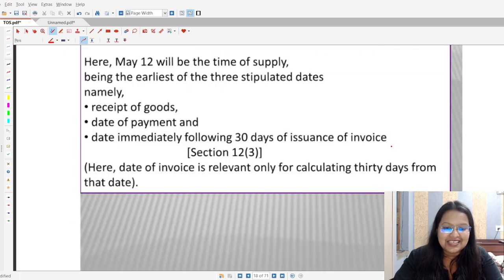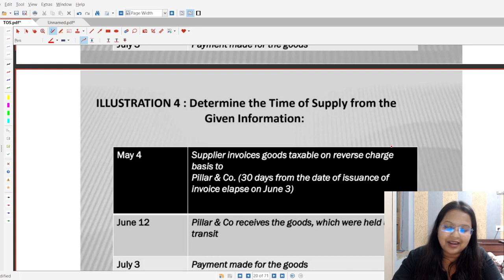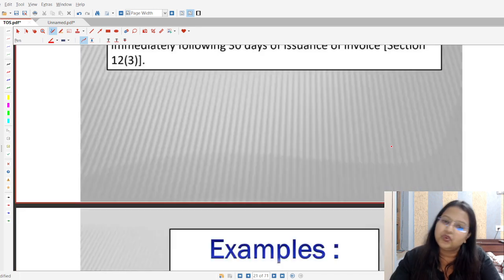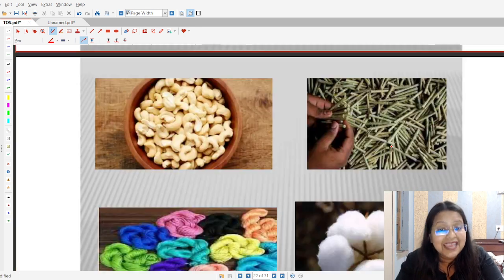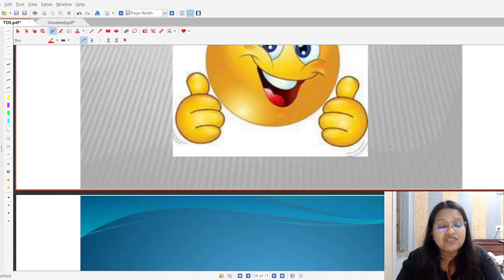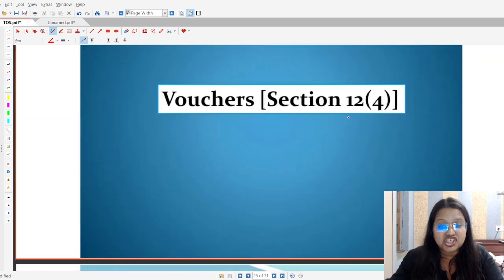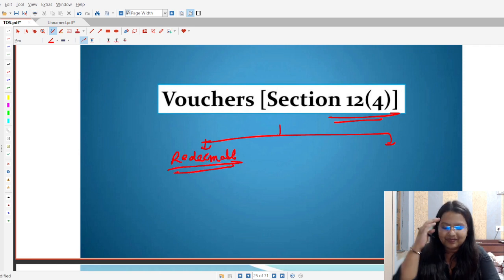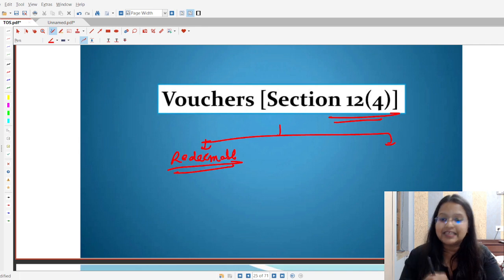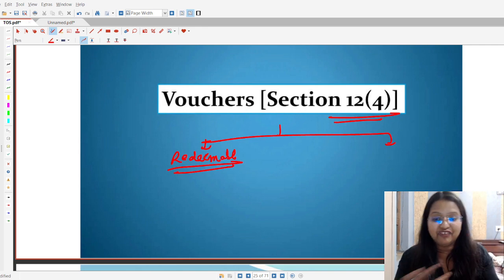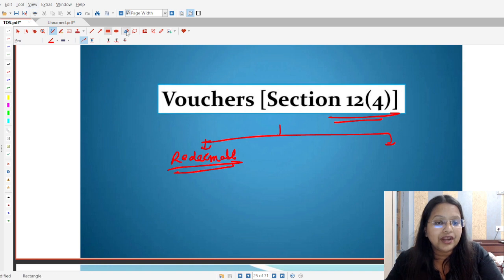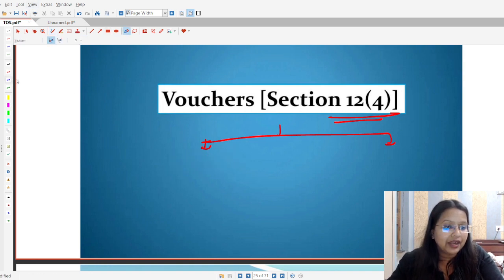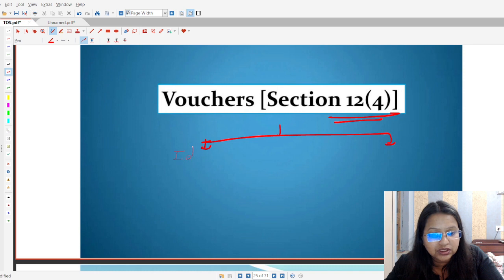Now student, I have given some illustrations also for your practice. You can do that. In case of any query, you can ask me in the comment section. Next case is about the time of supply in case of vouchers. That is subsection number 4. Now student, we have two kinds of vouchers. First of all, the redeemable vouchers. Yes, we can redeem the vouchers, that's why the vouchers have been given to the customers. First of all, we have a kind of voucher like the identifiable voucher.